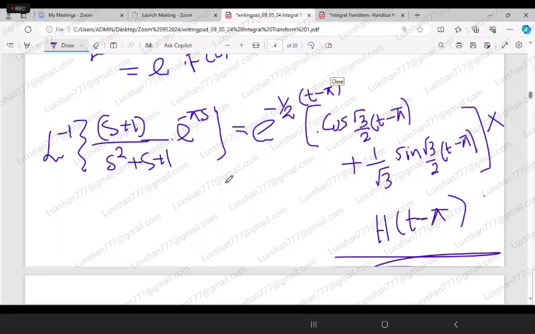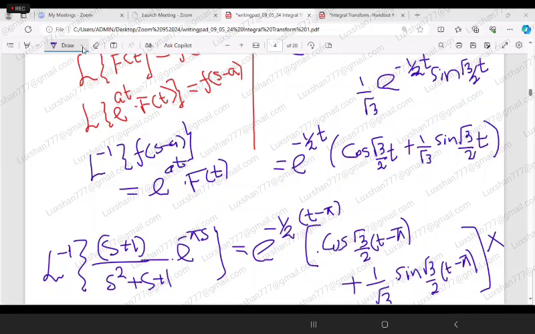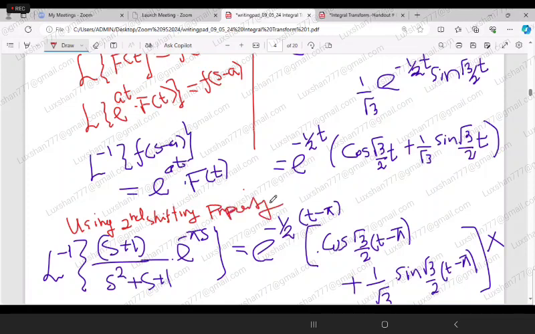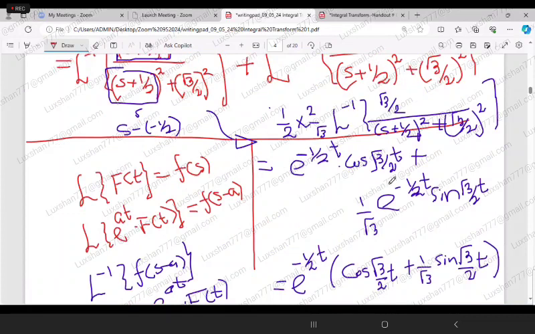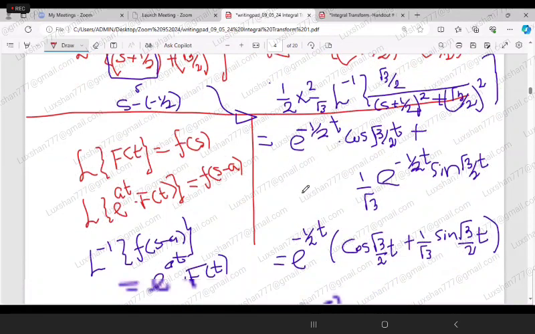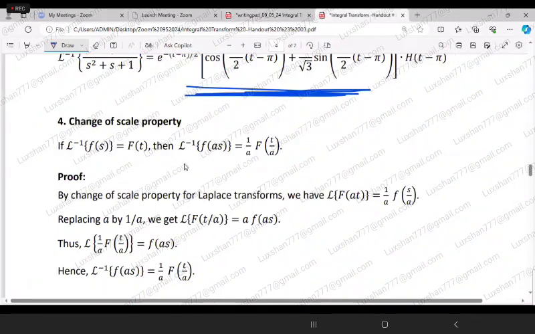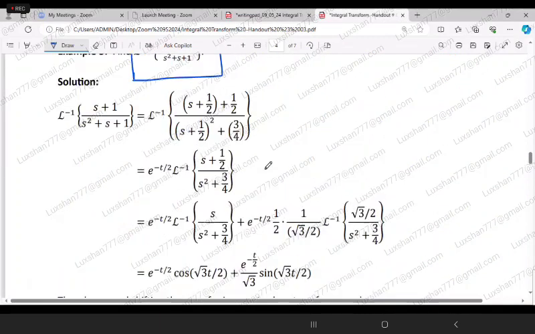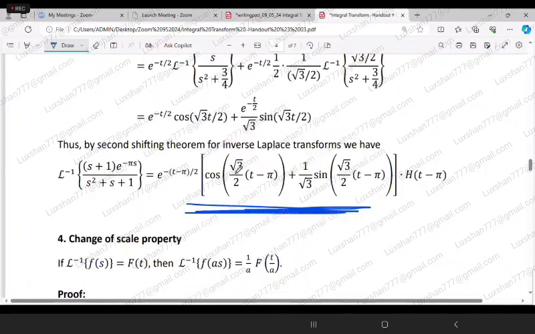Okay. So here actually we are using the second shifting property. If you want, you can write it using the second shifting property. Here actually we are using the first shifting property. Okay. So anyway, the answer is given here. Please try to understand this. You have to do a lot of practice here.